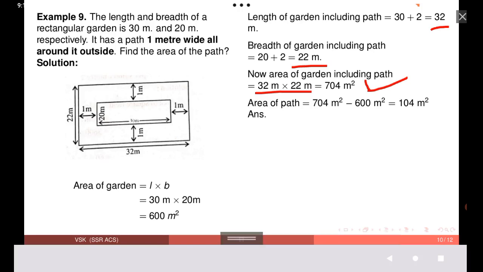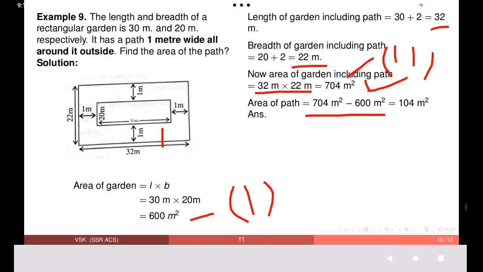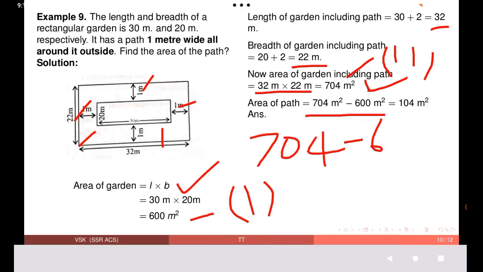Now using these two pieces of information, this is the first, this is the second, we'll find the area of the path, which will be 704 minus 600. Why? Because we have included the path in the new area, and this is the original area. So 704 minus 600, you will get 104. That will be the area of this path. So it is very easy.